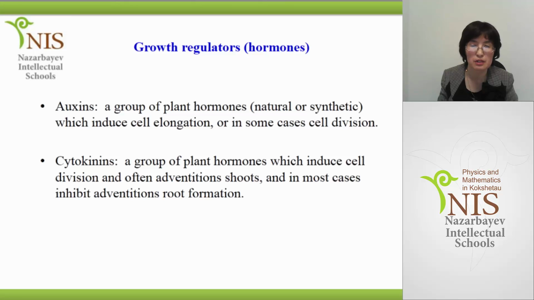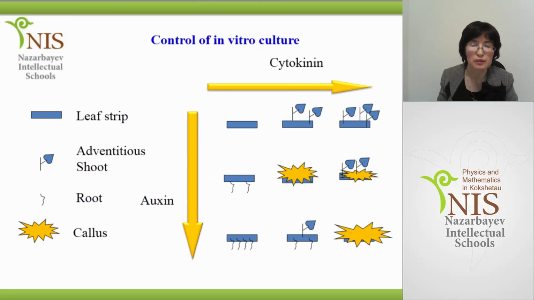Growth regulators are hormones. Auxins are a group of plant hormones, natural or synthetic, which induce cell elongation or, in some cases, cell division. Cytokinins are a group of plant hormones which induce cell division and often adventitious shoots, and in most cases inhibit adventitious root formation. This picture illustrates control of in vitro culture with cytokinin and auxin.